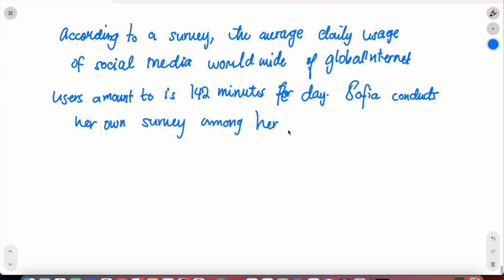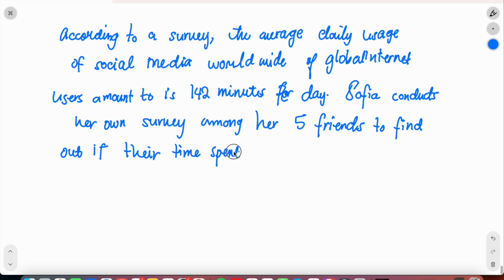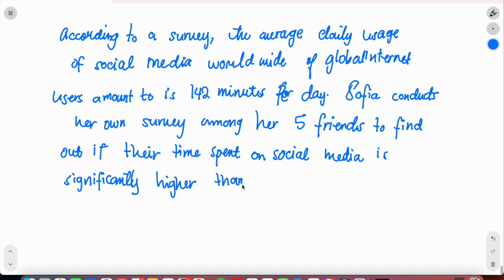Among her 5 friends, to find out if their time spent on social media is significantly higher than the global survey at 95% confidence level.